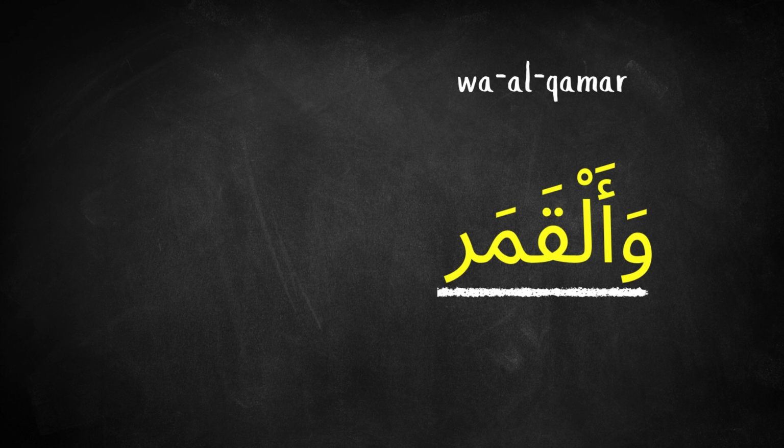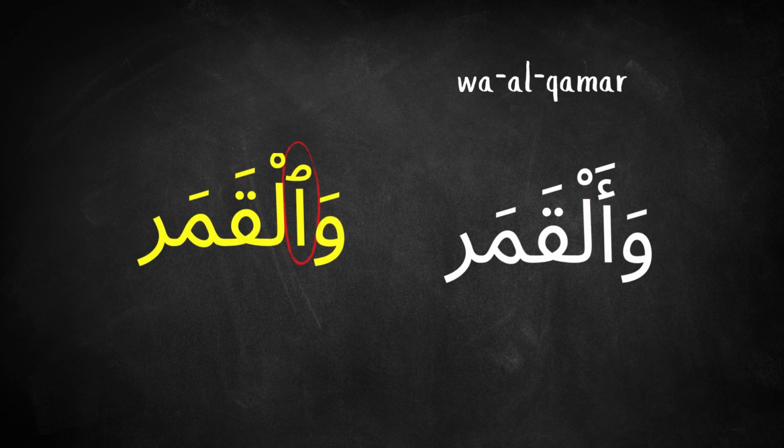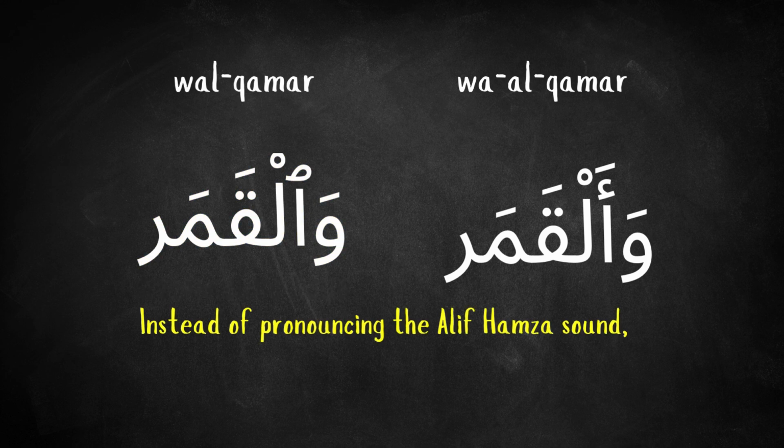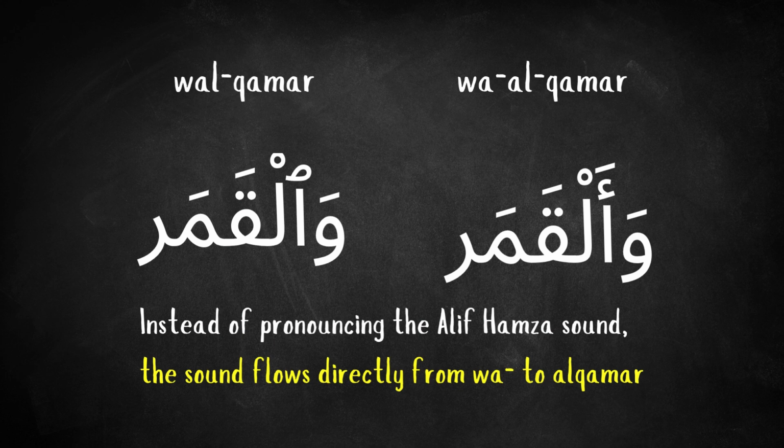In the phrase wa al-Qamar, meaning and the moon, the Hamzat al-Qat' is replaced by Hamzat al-Wasl, making it wal-Qamar. Instead of pronouncing the alif hamza sound, the sound flows directly from wa to al-Qamar, wal-Qamar.